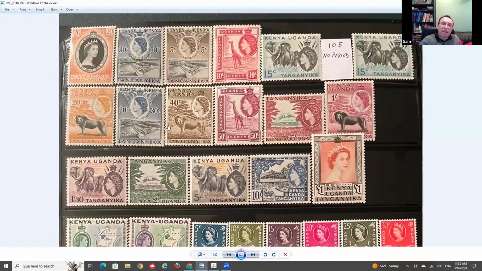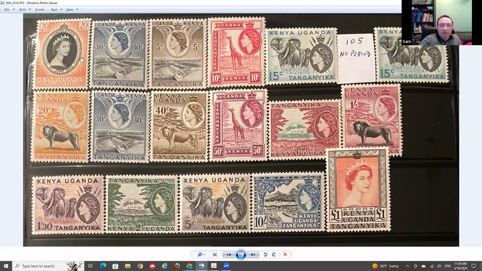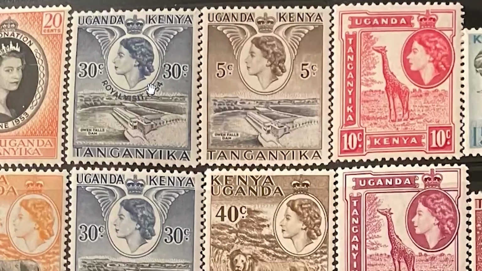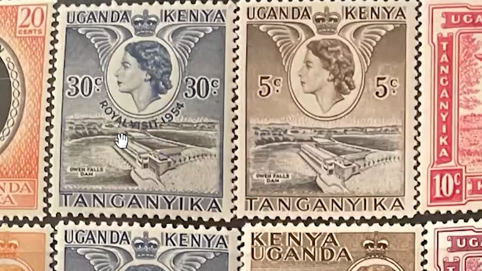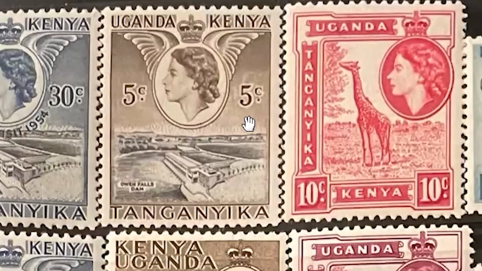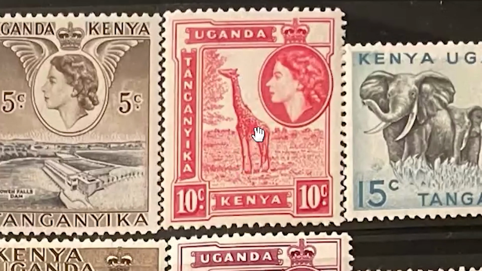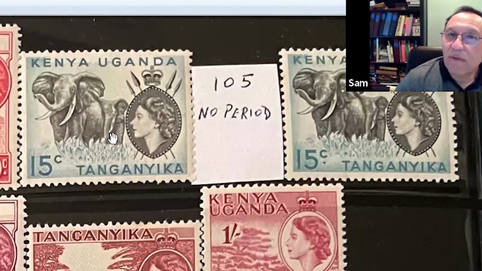Now it's going to be Queen Elizabeth, right? In 1953, she gets her coronation. Now, in 1954, she visits Uganda, and this place is called Owen Falls Dam. That was an important project in Uganda. She went to visit them there. And then here, this is the same stamp we saw earlier, with a giraffe. The next stamp is with elephants. These two stamps are identical with only one difference: this period was not in here. So they reprinted again and included the period.